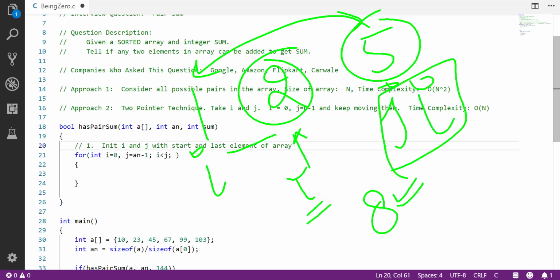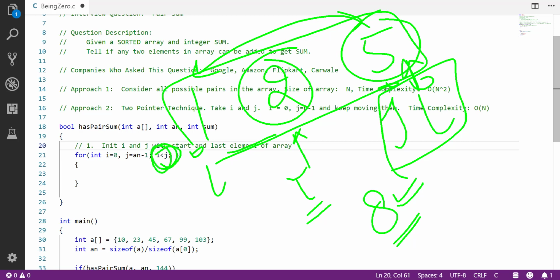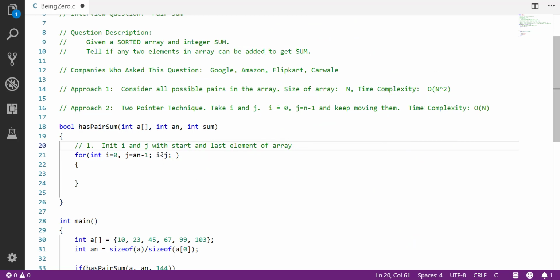Now once i and j meet at a point, that's where we stop and we say 8 cannot be achieved as a sum, right? That's where this condition is coming from, that we can continue only till the time i is less than j. If i crosses j, that means the sum is not even found. So this is an important thing to keep in mind.